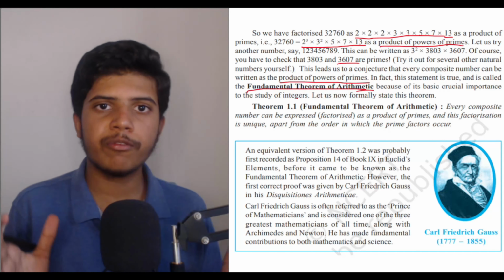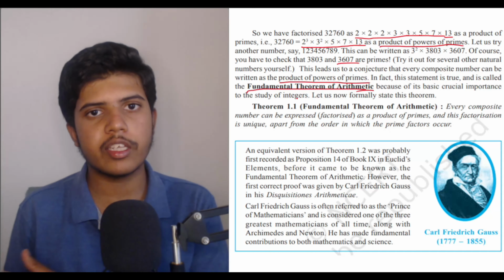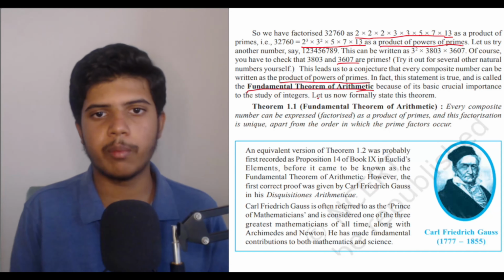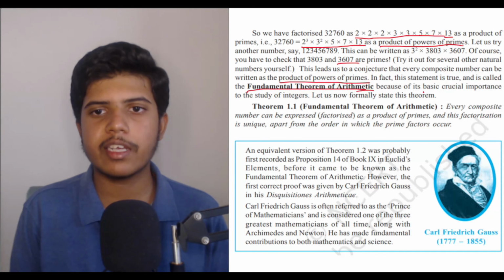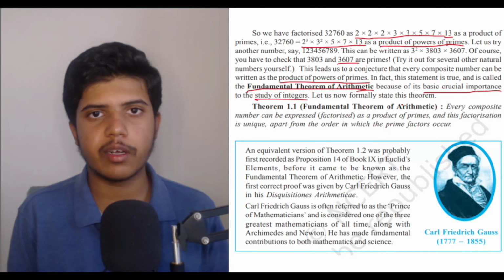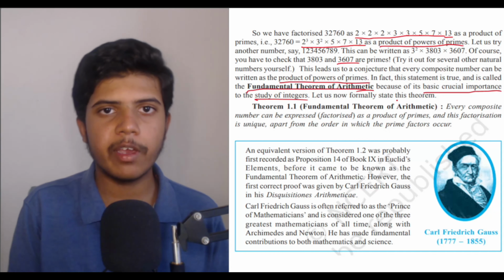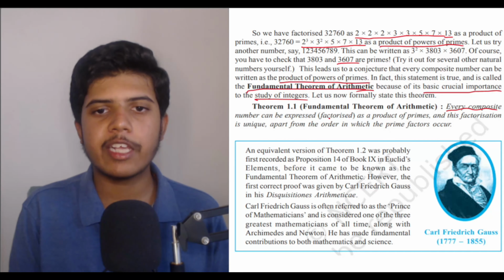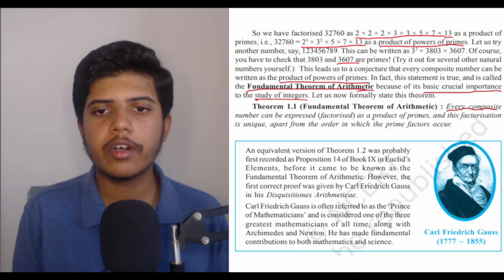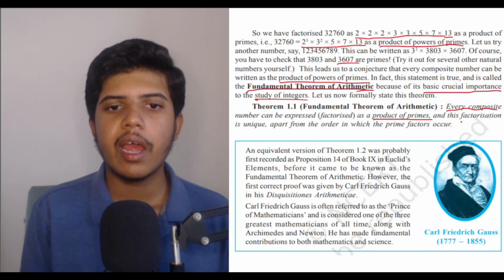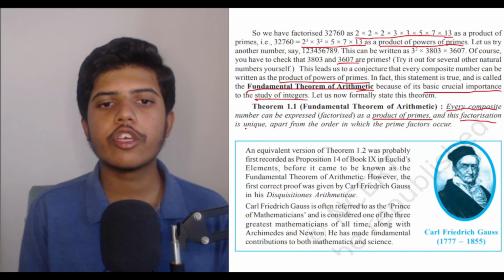So the fundamental theorem of arithmetic establishes that every composite number can be expressed as a product of powers of prime numbers. So hence it has its basic crucial importance in the study of integers. Okay, let us now formally state this theorem. Until now we have, in an explanatory way, understood it. Formally, the statement: every composite number can be expressed or factorized as a product of primes. This is very important. Composite number can be expressed as product of primes, and this factorization is unique.